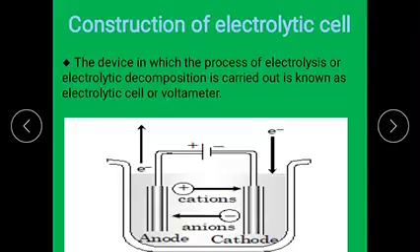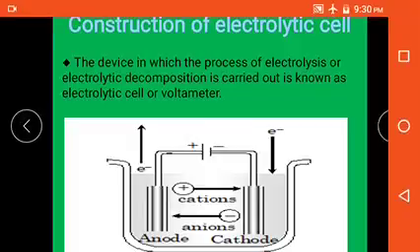Next, we discuss the construction of electrolytic cell. The device in which the process of electrolysis or electrolytic decomposition is carried out is known as electrolytic cell or voltameter.